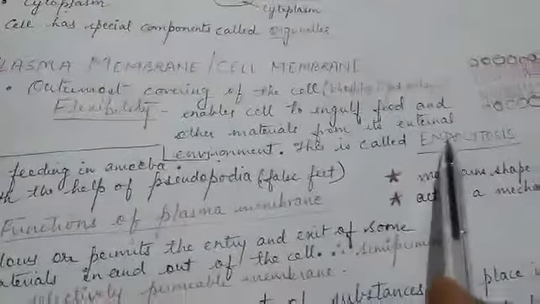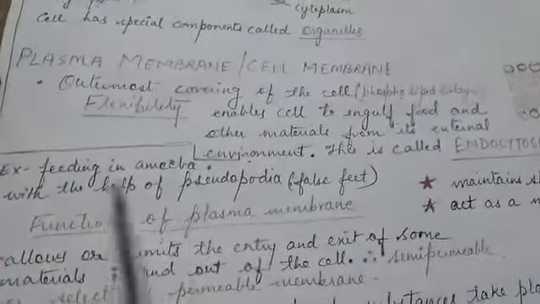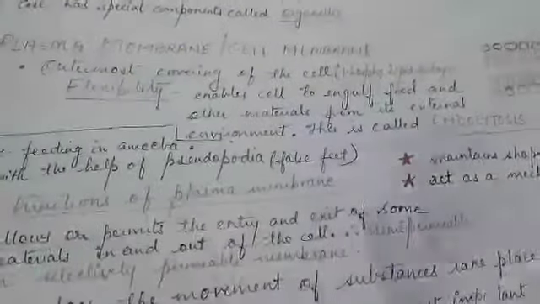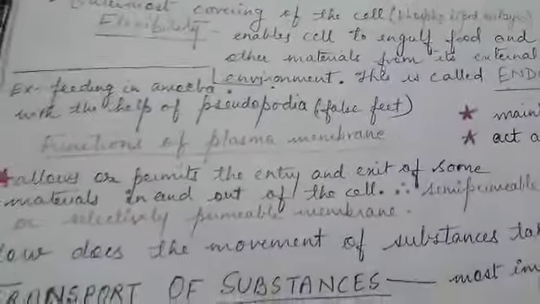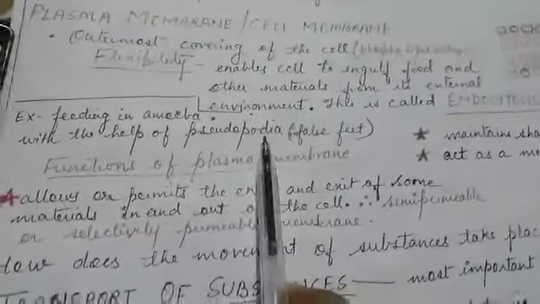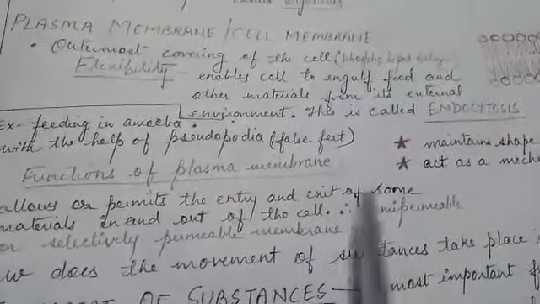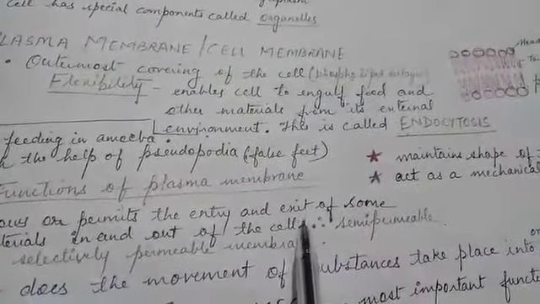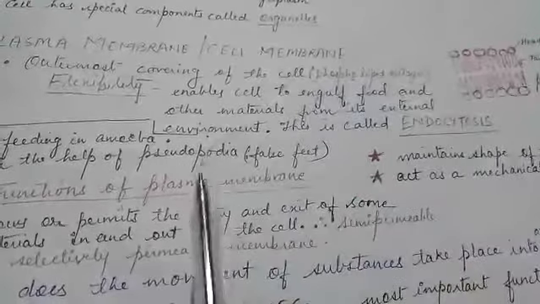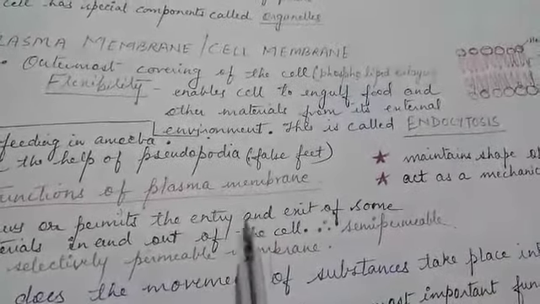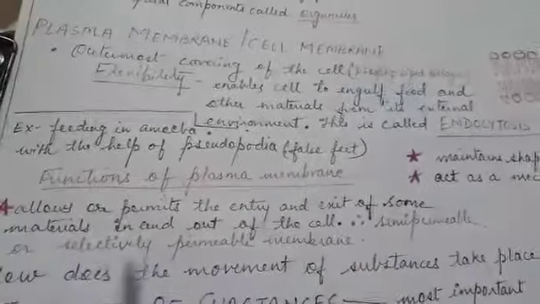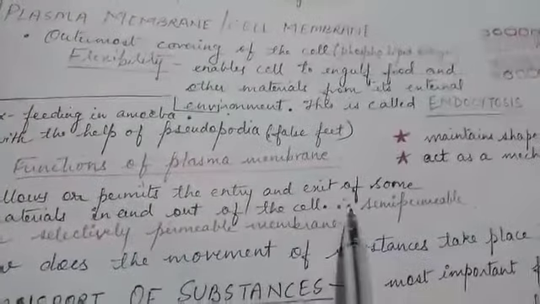Now an example of endocytosis is, you have already seen feeding in amoeba, how amoeba feeds with the help of pseudopodia. This is an example of endocytosis. Now, what are the functions of the plasma membrane? The main function is that it permits the entry and exit of some materials in and out of the cells. It allows certain materials to enter the cell, and some materials to go out of the cell. That is why it is called a semi-permeable membrane or selectively permeable membrane.